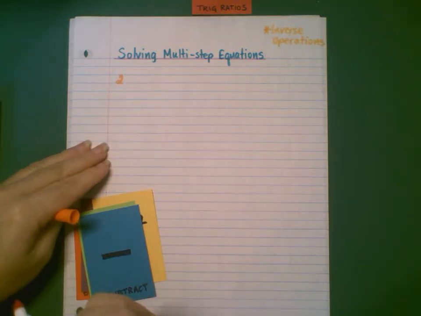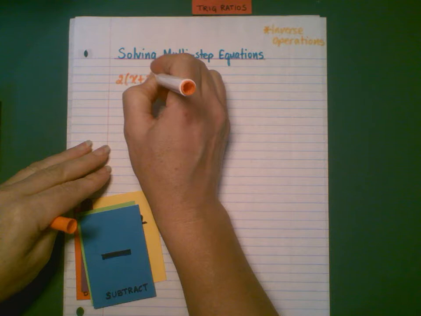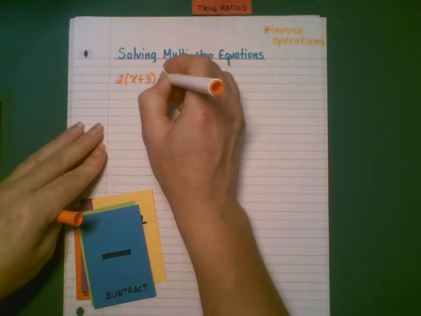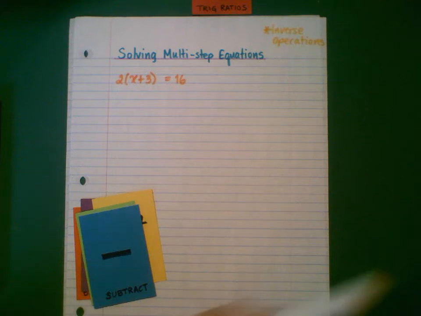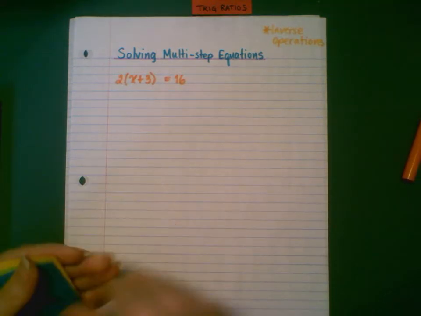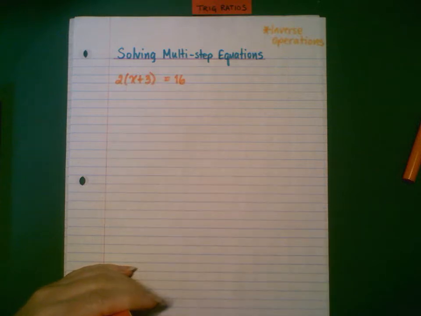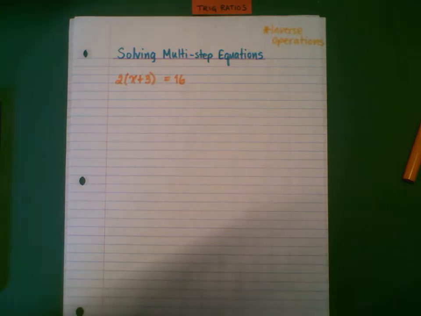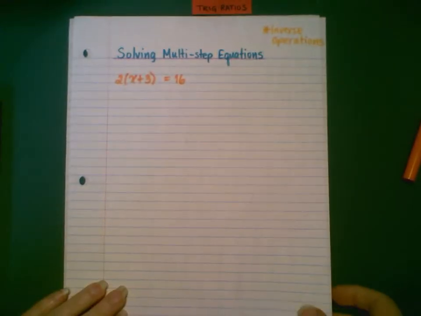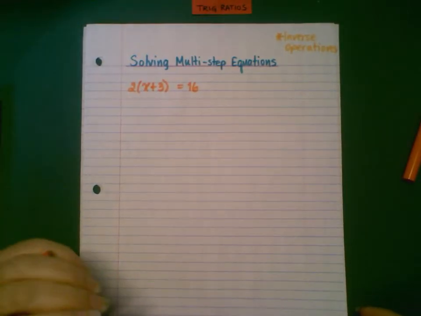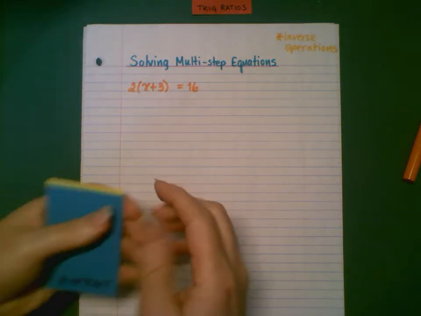So the first equation that I'm going to solve is 2(x + 3), with the x plus 3 in brackets, equals 16. The first step in solving any equation is to look for the unknown. What is the variable or the value that you're trying to locate or trying to identify? In this case, it's this x right here.